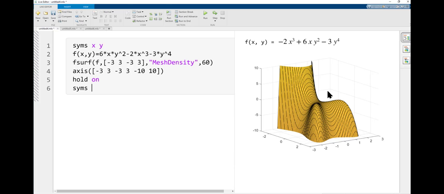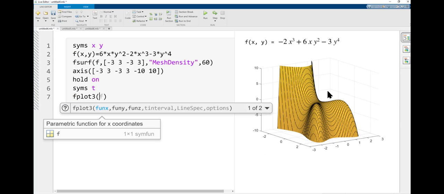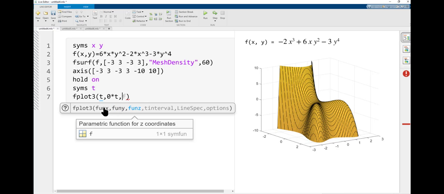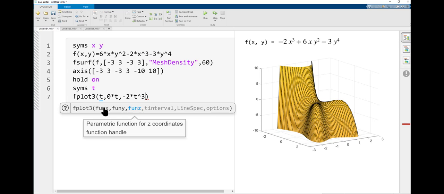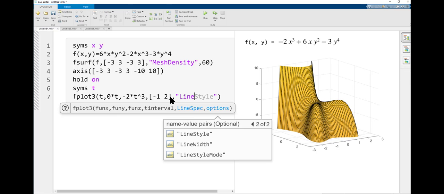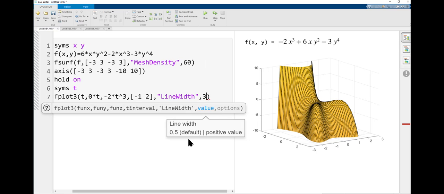Now we are using our parameter as t, so we'll say syms t, and a curve can be graphed in 3D by fplot3. So here the x coordinate is t, y is 0, that we are going to have to type as 0 times t, and z is negative 2 times t cubed. And let's just go ahead and let t range from negative 1 to, say, 2, and then we will keep our line width as 3, which works well for me.